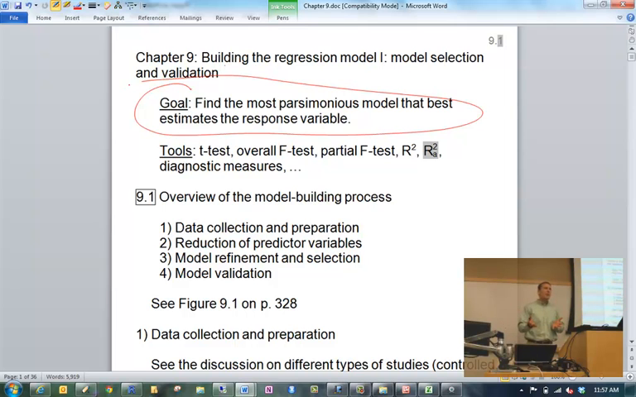Well, how can we decide what predictive variables to include, or what form they should be in? That was kind of the purpose of Chapters 1 through 8. We learned a bunch of tools that help us make these decisions: t-tests, partial F-tests, adjusted R-squared, various diagnostic measures. We're going to put all these tools together in Chapters 9 and 10 so that by the end of Chapter 10, if you're given a problem where regression analysis is needed, you could do it from start to finish.